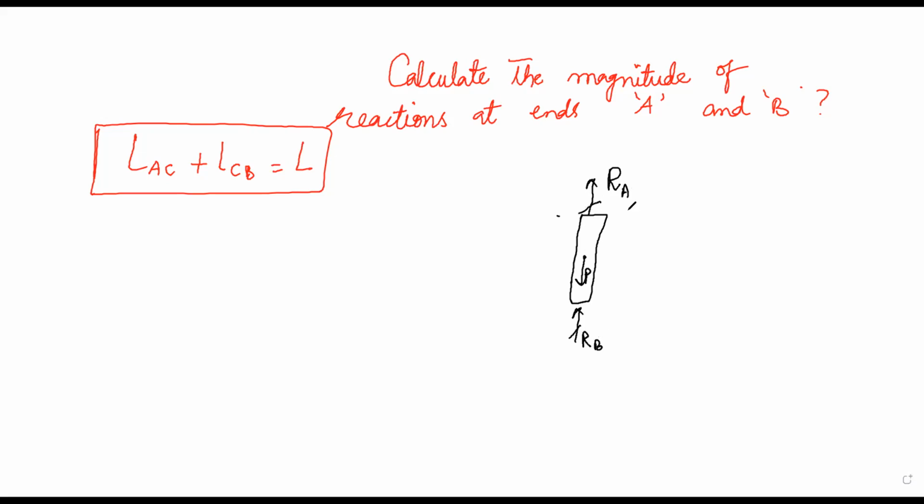The question is why there will be reaction here at end A, because I stated that the load P is trying to move the material in the downward direction. It offers the reaction in the upward direction at end A. Similarly at end B, it tries to move the material in the downward direction. The material will offer the reaction in the upward direction. This distance is also given to us. This is LAC, and this distance is LCB. Okay, that's fine.